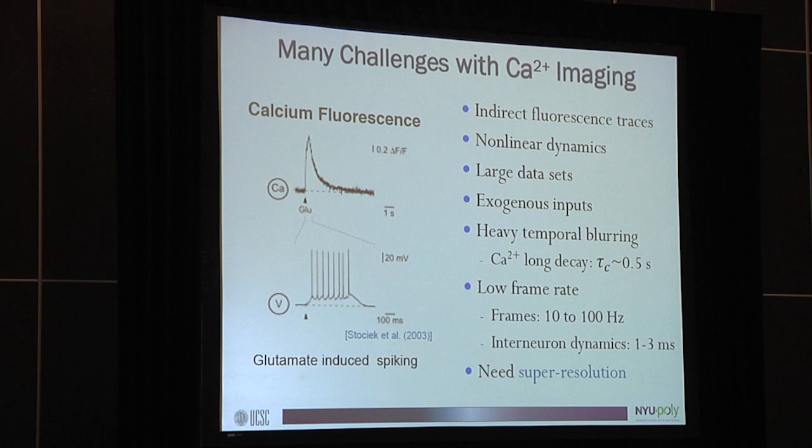It also has a very low frame rate, so the frames are an order of magnitude slower than the interneuronal dynamics, so we need super resolution. So our main contribution is a scalable, systematic algorithm to infer connectivity. It combines graphical models with the expectation framework, and we did it on cortical neurons, and come to poster 70 and hear more about it.